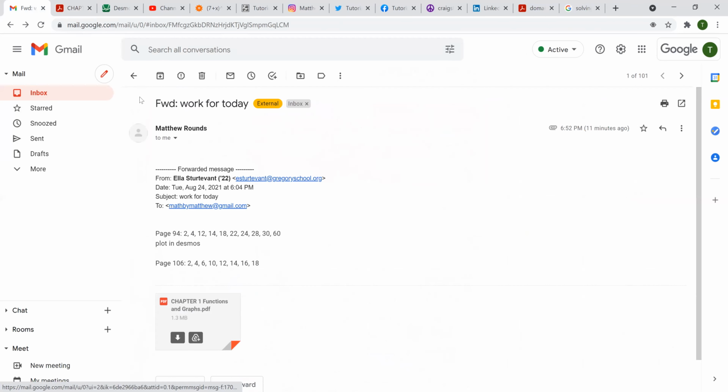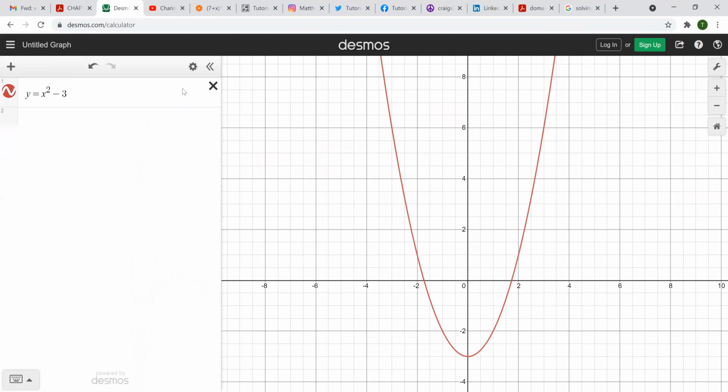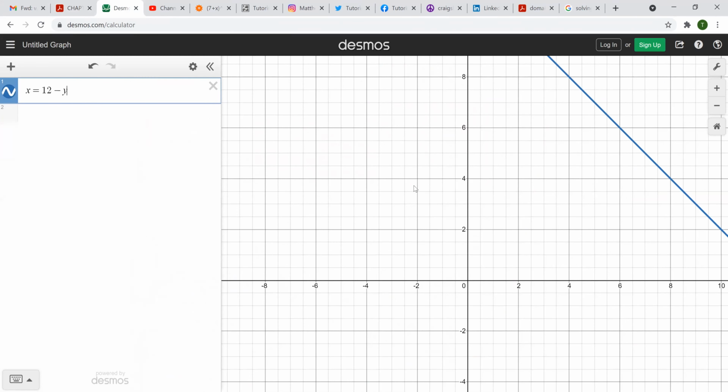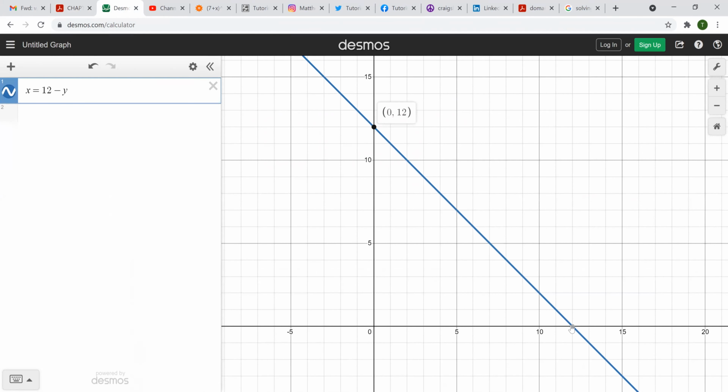So four is the next one. All right, so question four is x equals 12 minus y. What I'm doing on my side is snipping these into two places: into that normal PDF I sent you, and also into a Word document.